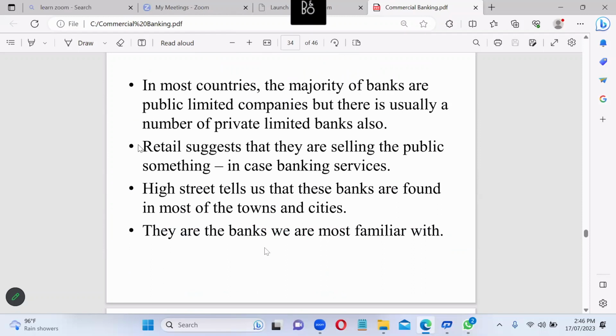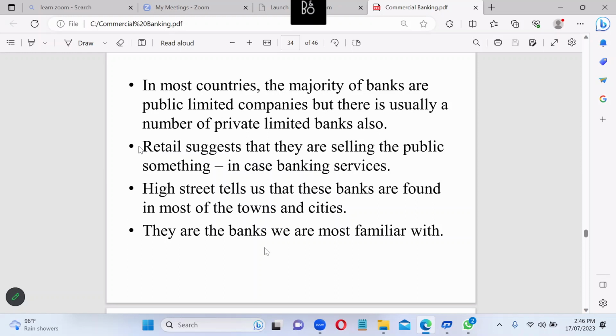Another term we are using is retail. Why are we calling the commercial bank retail? It suggests that they are selling something to the public in the case of bank service. They are providing some retail service to us. So that's why we call it retail.